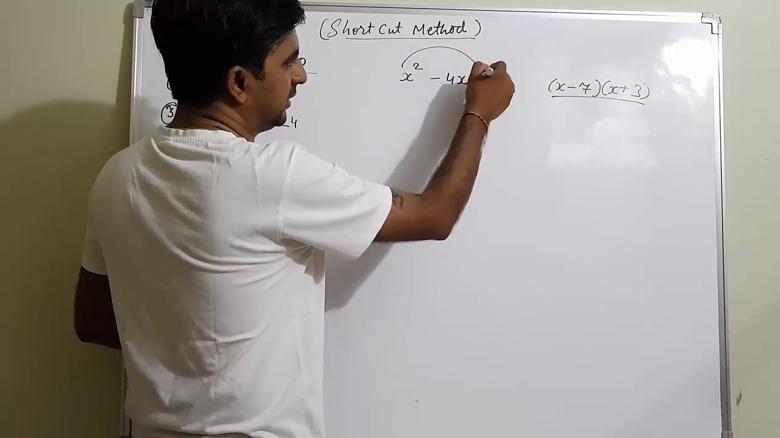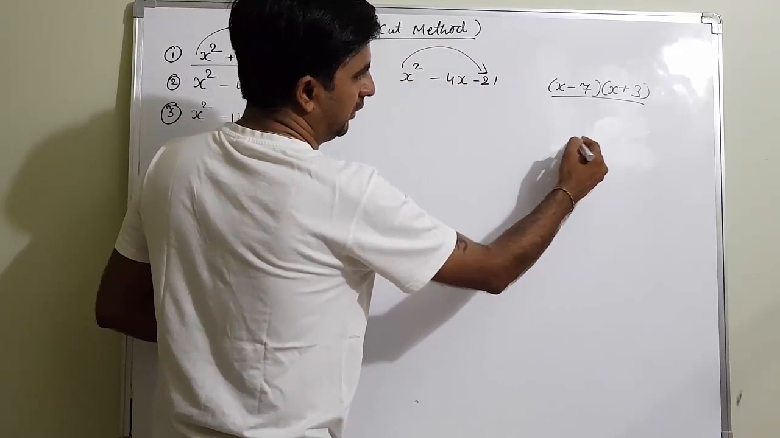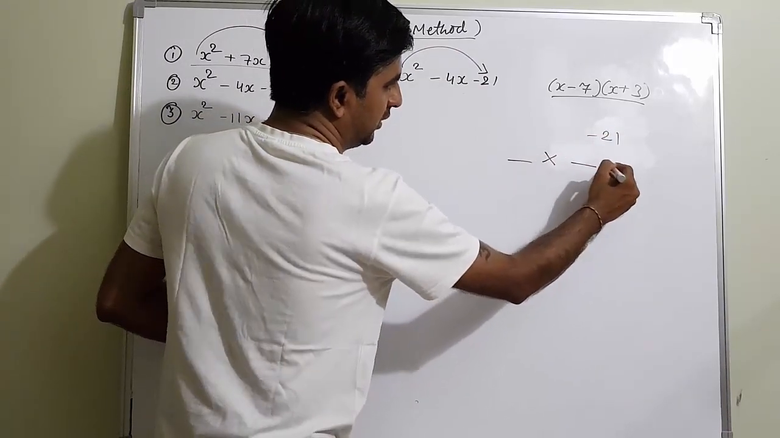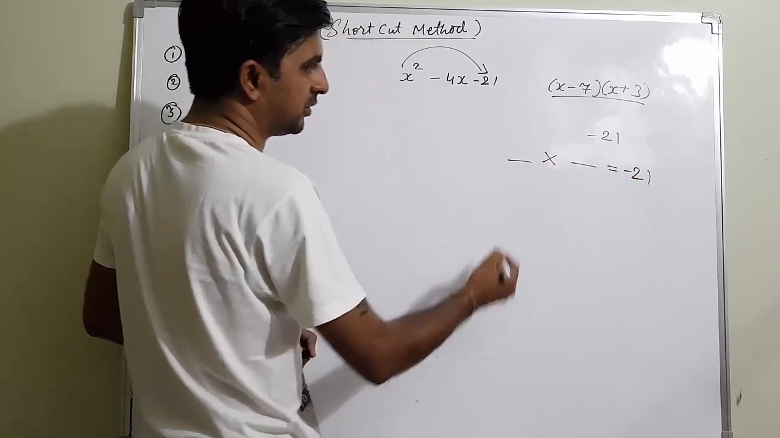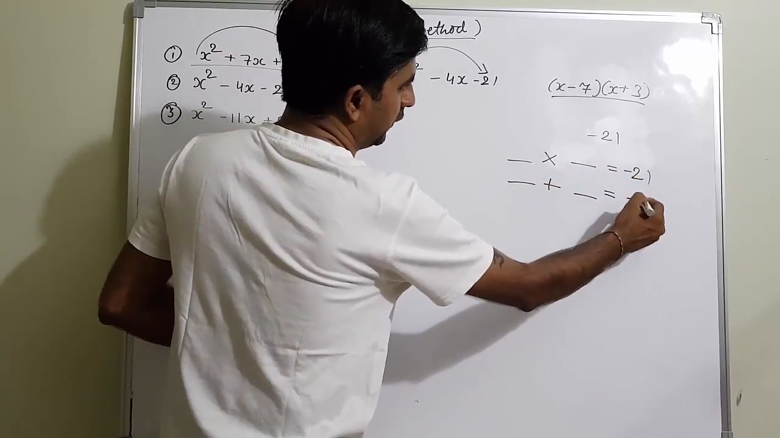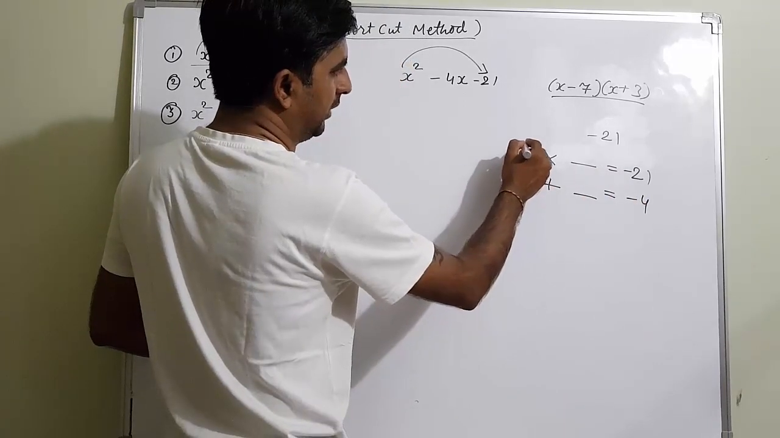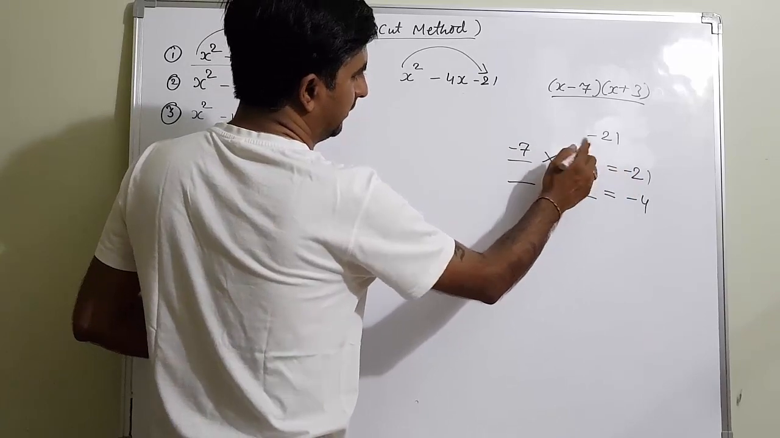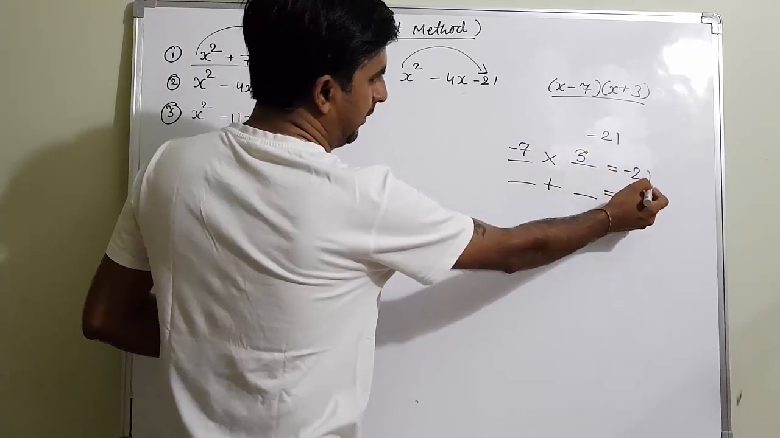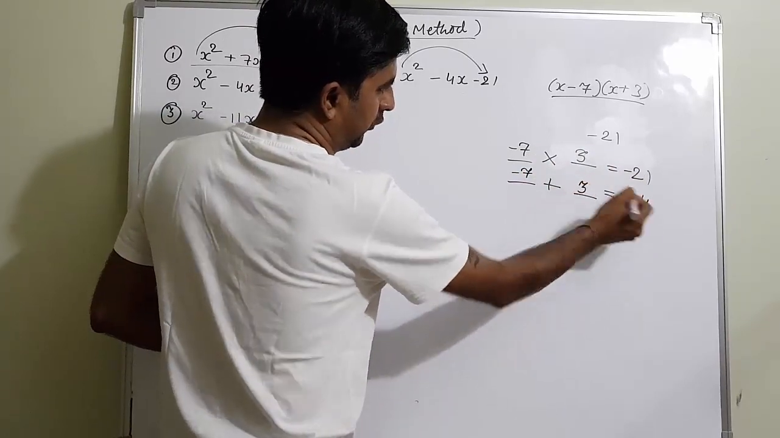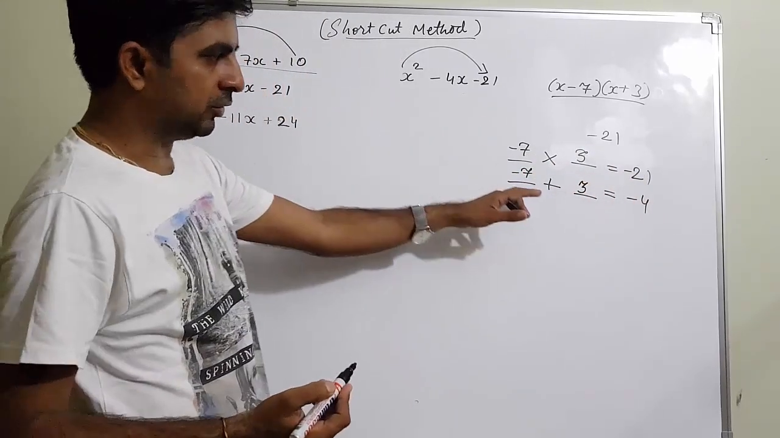First we have to multiply this 1 into minus 21. So minus 21, and the factors we have to find out in such a way that multiplication remains minus 21 and addition becomes minus 4. So we know this will become minus 7 times 3, sorry. So minus 7 times 3 is minus 21, and minus 7 plus 3 will give you minus 4. So these were the two factors.